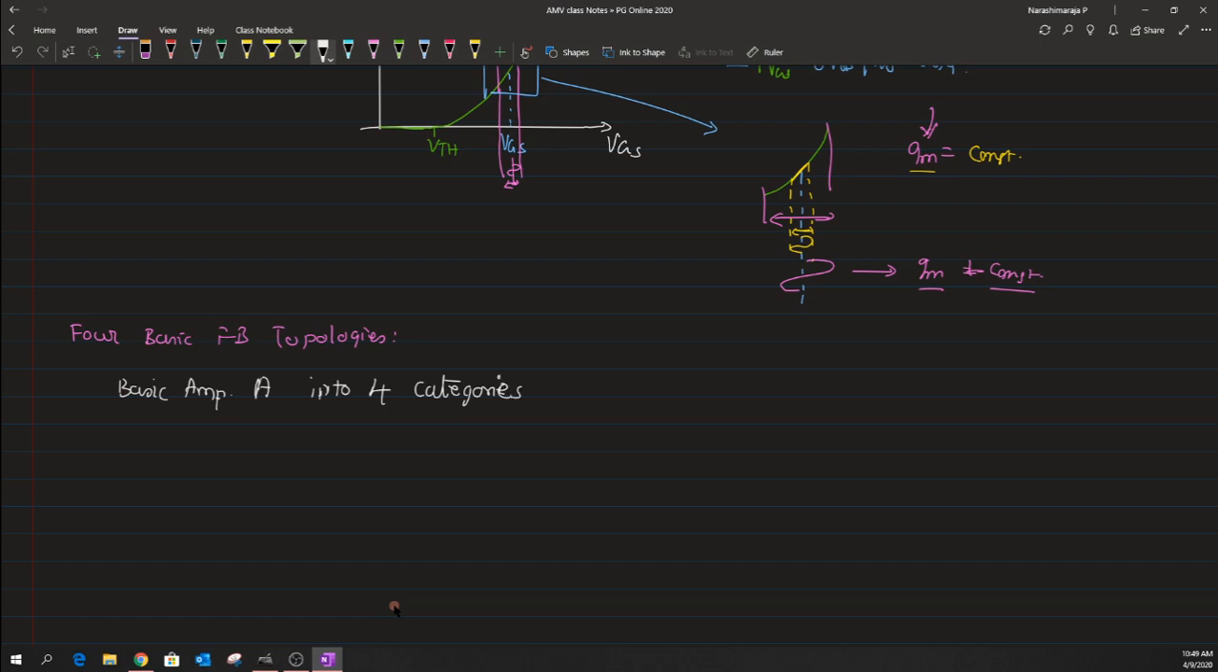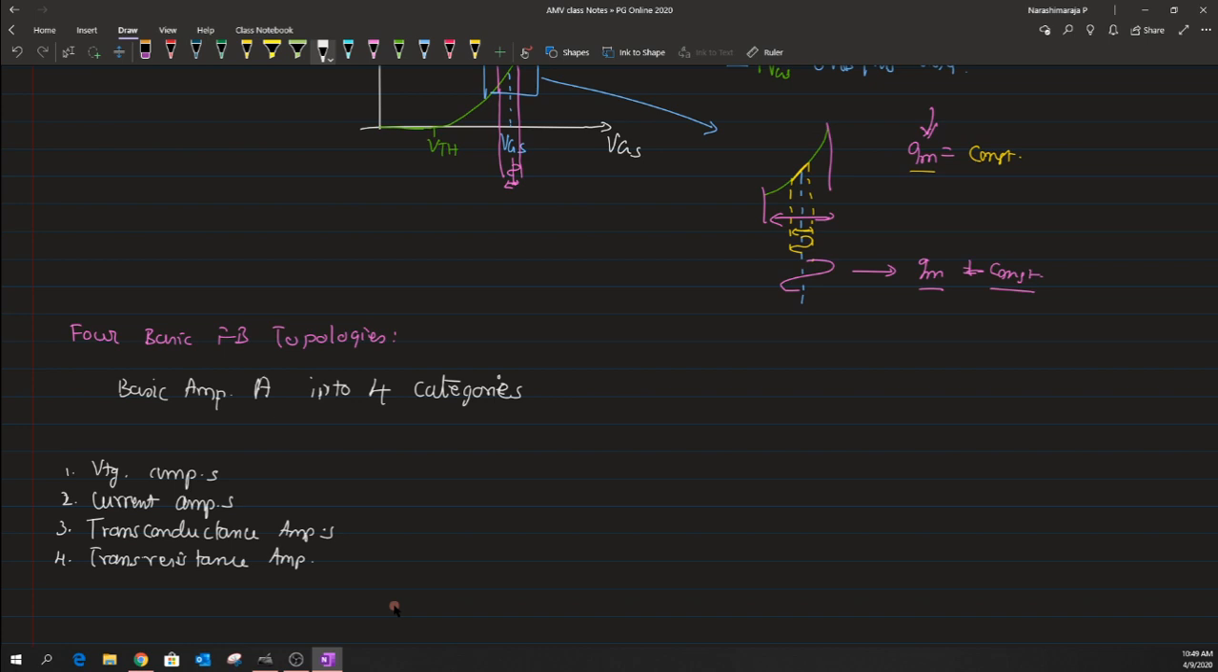So the first type of amplifier that we will be discussing in the coming session would be a voltage amplifier, which I guess everyone would be much more familiar with. The next type of amplifier that we will be discussing is the current amplifier. The third type would be the transconductance amplifier, and the fourth one is the transresistance amplifier.